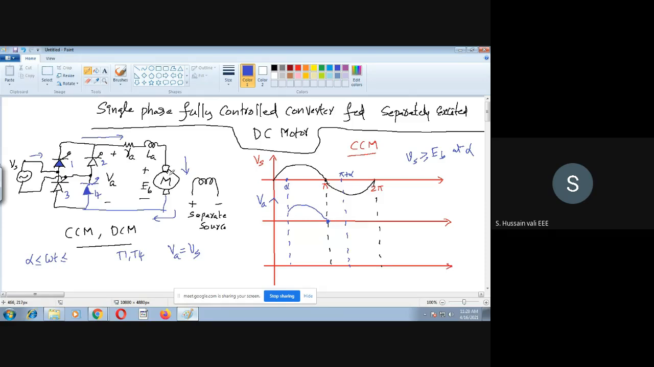But as you don't have the freewheeling diode in this particular circuit diagram, and the inductor has no other way other than thyristors 1 and 4, thyristors 1 and 4 will conduct even after pi.